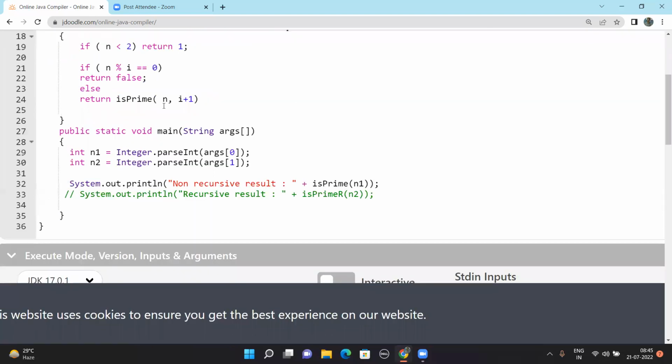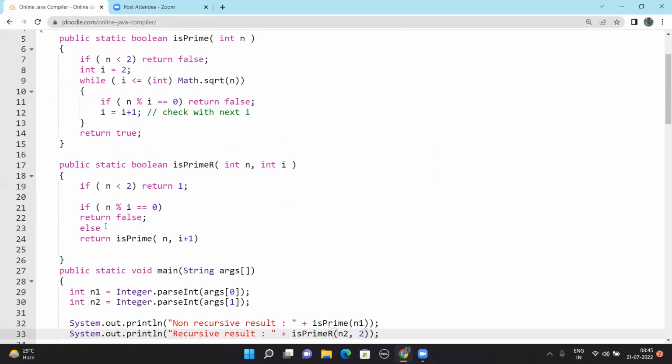And what is the initial value of i? Initial value of i is 2. If n mod 2 is equal to 0, then n is not prime. Otherwise, you solve the same problem with next i.